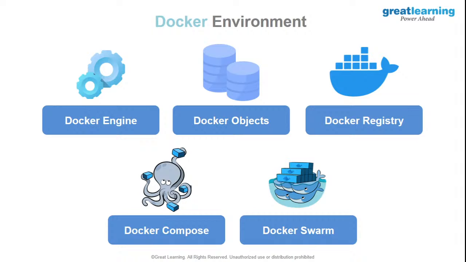So the registry is basically responsible for storing all the different types of images and different versions of images. And it's a remote registry generally, so you can pull from it and push to it from anywhere in the world. Docker Compose is a service that allows us to create multiple containers at the same time.